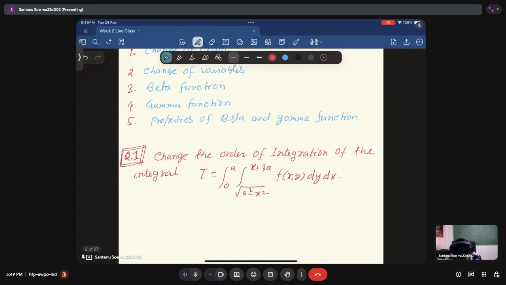So here we can see that the first limit inside the double integration is from square root of a square minus x squared to x plus 3a. Correct. So that means first we have to do the integration with respect to y and then with respect to x. So now they're asking, can you change the order? So first, can you do the integration with respect to x and then with respect to y? Correct. So that means it will be like f(x,y) dx dy, and then the limits we have to check, the upper limit and lower limit of both x and y. Correct. So now we're gonna see the solution.